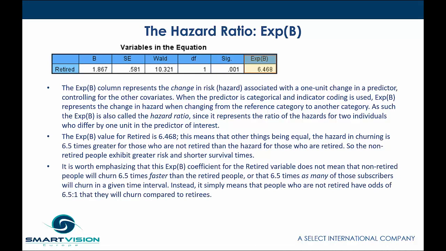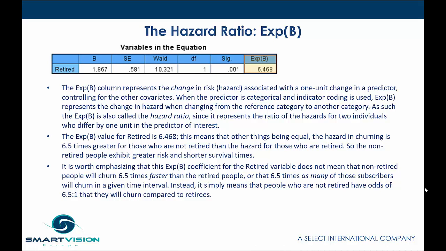It's worth emphasizing, however, that this exponential B coefficient for the retired variable does not mean that non-retired people will churn 6.5 times faster than retired people, or even that 6.5 times as many of those subscribers will churn in a given time interval. Instead, it literally means that people who are not retired have odds of 6.5 to 1 that they will churn compared to retirees.